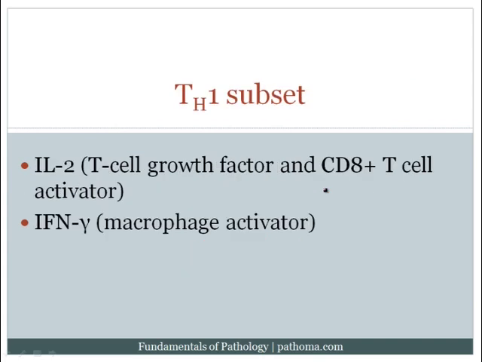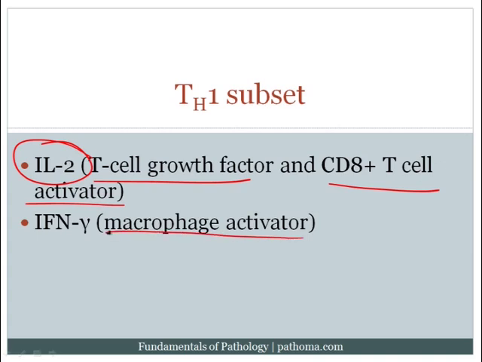The first is the Th1 subset, and the Th1 subset helps the CD8 positive T cells. It helps the CD8 positive T cells by generating IL-2, which is a T cell growth factor and a CD8 positive T cell activator, and it also helps by activating macrophages via interferon gamma. So these are the key products of the Th1 subset, and you do have to be familiar with these products for examinations.